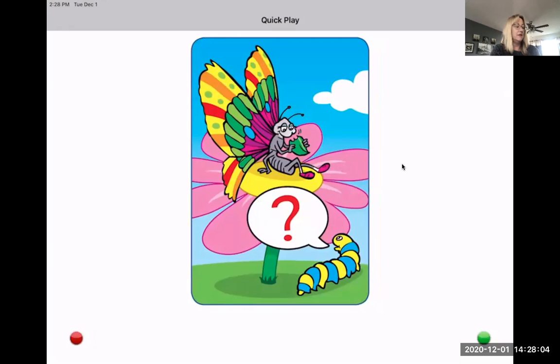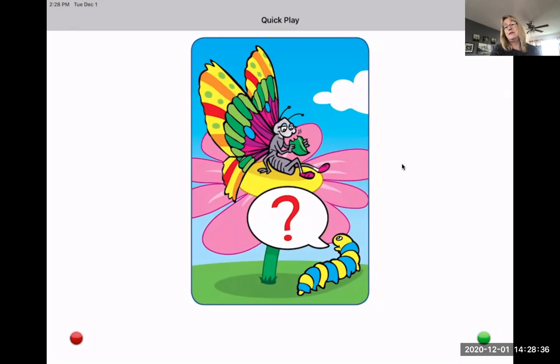All right, now on the ground, we have a caterpillar with a question bubble, and there is a beautiful butterfly up on the flower, and the butterfly is eating a leaf. So what do you think a caterpillar would ask a butterfly? How about will? Or is? This one could kind of get maybe some way different answers. Let's see what you come up with.